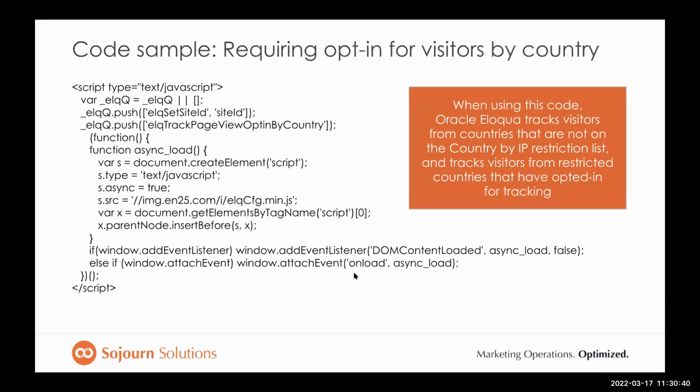So the next couple of slides, I've got some code samples. These can also be found in the Eloqua Help Center or in my Oracle support in the knowledge base. These script samples are there to help you and your IT team work together to get those externally tracked pages set up. When using this code, Eloqua is going to track visitors from countries that are not on the country by IP restriction list and tracks visitors from restricted countries that have opted in for tracking.